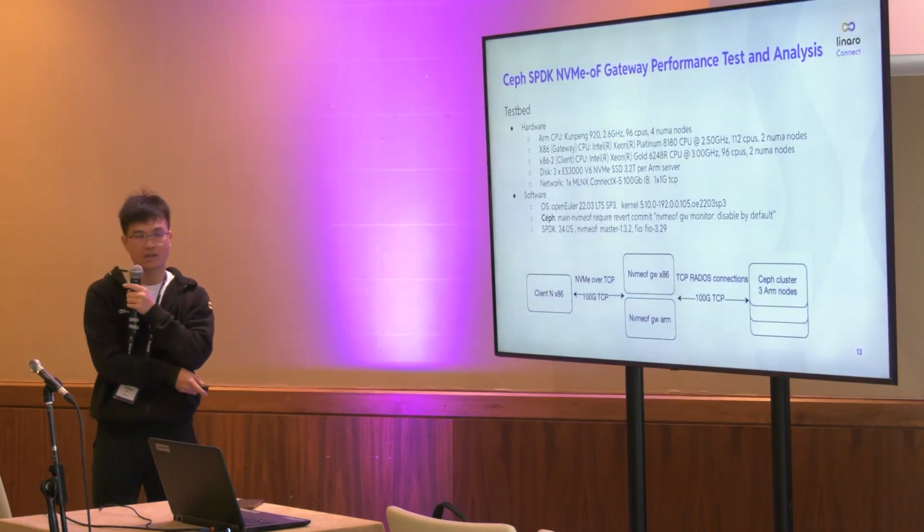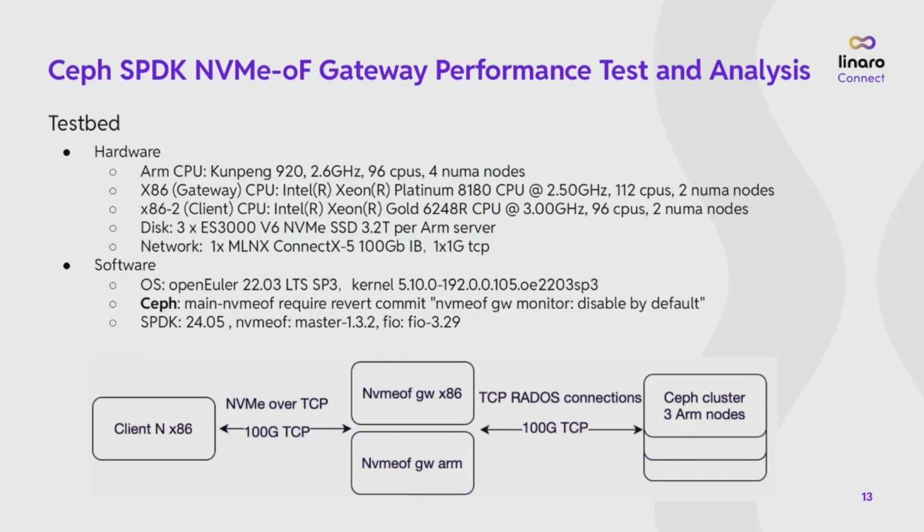This is the test bed we used for the performance test, with the hardware details and the software versions. We set up a 3-node Ceph cluster. We test both x86 and ARM for the purpose of comparison. And each node is connected with a 100 gigabit IP network.